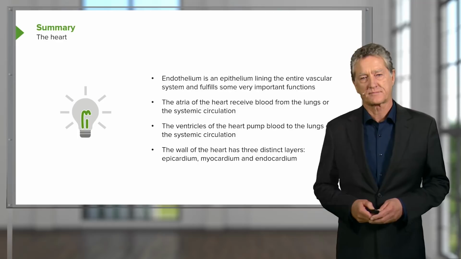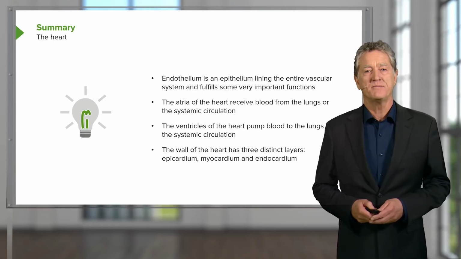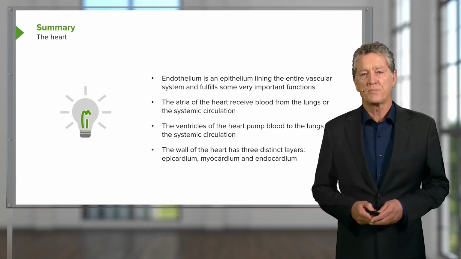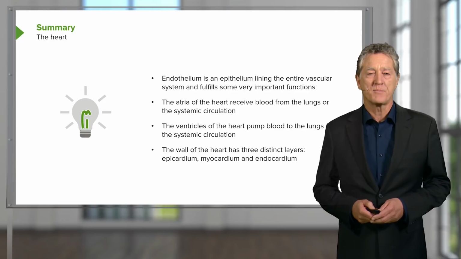And the wall has got three distinct layers: the outside layer, the epicardium, the inner myocardium, which is where all the pumping action occurs because that's composed mostly of cardiac muscle, and then an internal lining, the endocardium, which includes the endothelium, supported by some connective tissue underlying that epithelial layer.